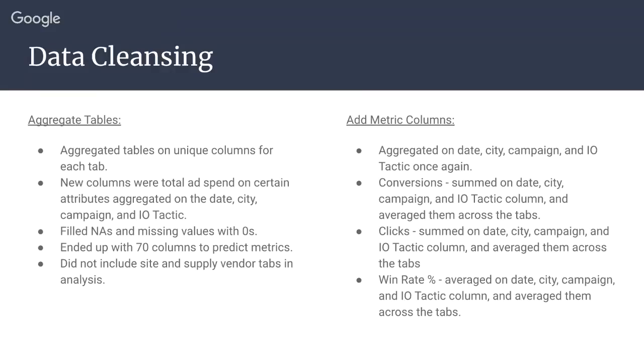For the metric columns, we used a similar approach where we aggregated on the date, city campaign, and IO tactic for each of the tabs. We summed up the conversions across all the tabs and then averaged these columns for one final column in our final data. We did the same strategy for clicks, but for win rate, we had to average it at first because it's a percentage, and then average it once again.